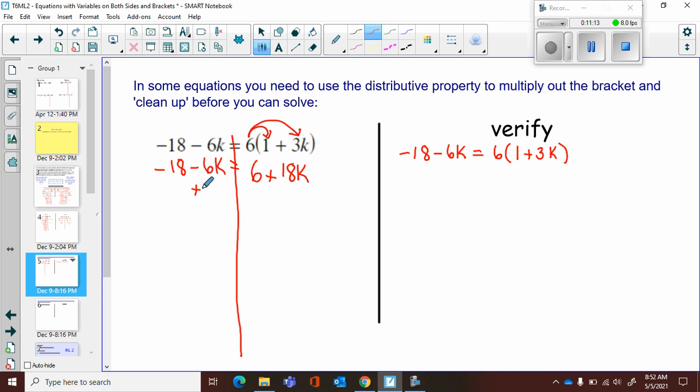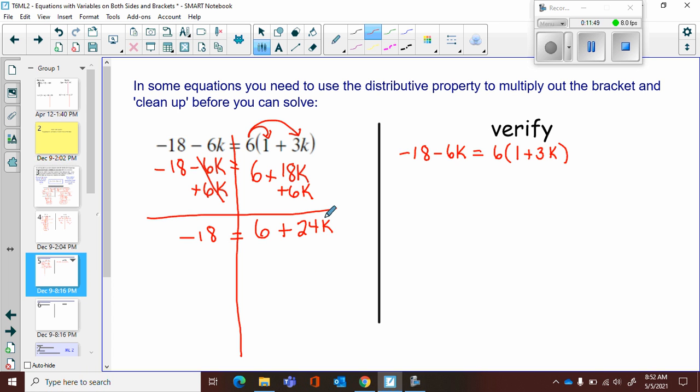So by doing that, I need to add 6k. So when I add 6k to both sides, I can see that my variables are going to cancel out on this side, leaving me with just negative 18. But on the right-hand side, they're going to be a positive number. I always like to have positive numbers for my variables. So 18 plus 6 is going to be 24. Okay, now we just have again a basic two-step equation.